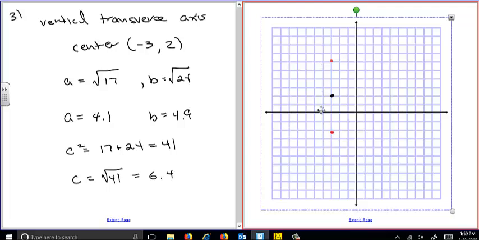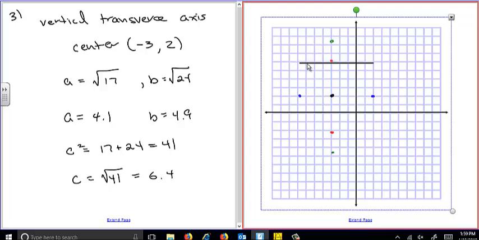Because it's a vertical transverse axis, c is along the same axis, so I go 1, 2, 3, 4, 5, 6.4, and down 6, 1, 2, 3, 4, 5, 6.4. And then the other way I go b units, 4.9, so 1, 2, 3, 4.9, that's about right there. Draw my box.